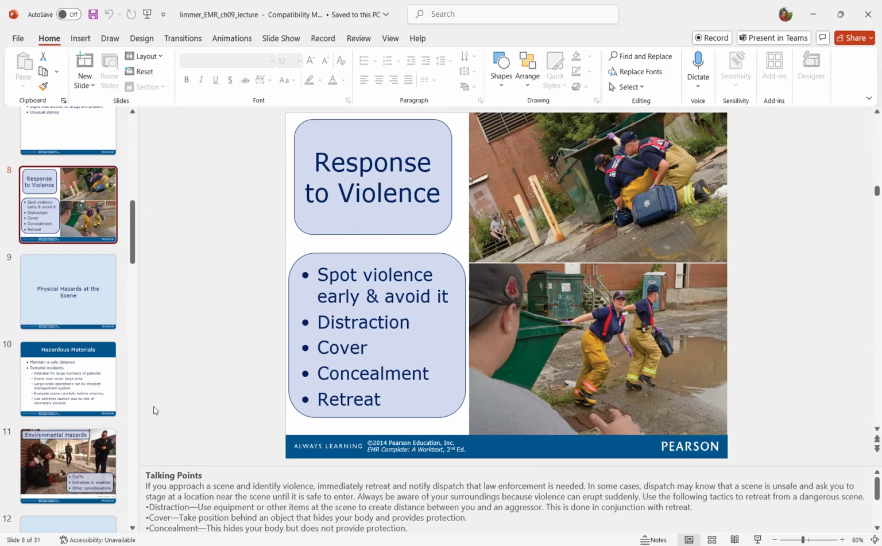Some of the tactics we talk about a little bit are distraction. We can use equipment or other items at the scene to create distance between us and our aggressor. This is usually done in conjunction with getting out of there and retreating, running away.